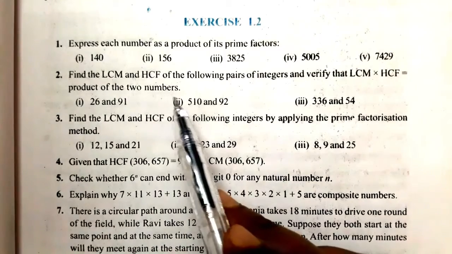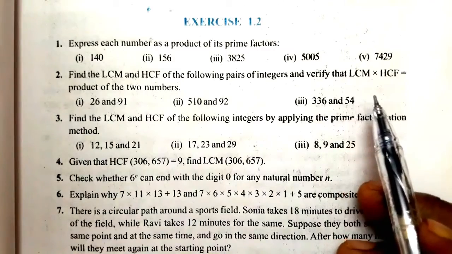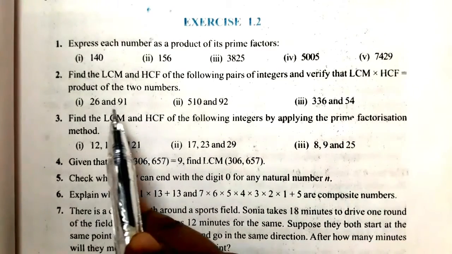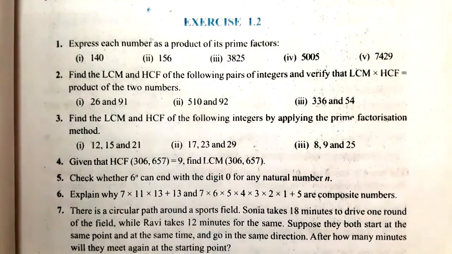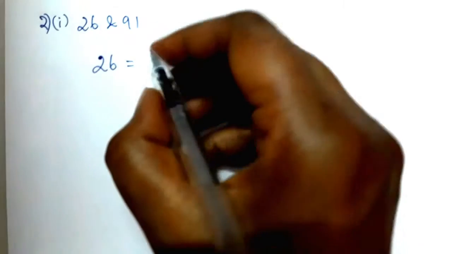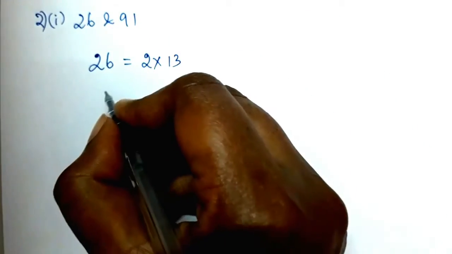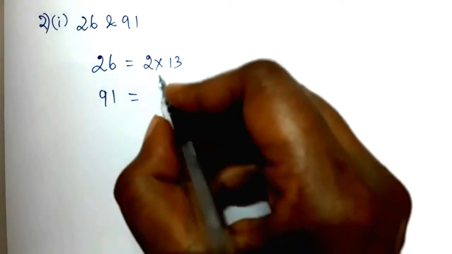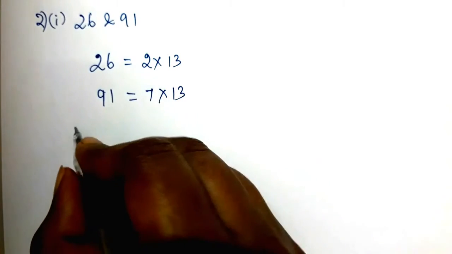Find the LCM and HCF of the following pairs of integers and verify that LCM into HCF equals the product of the two numbers. Sub question 1: 26 and 91. So do the mind calculation here. 2 13s are 26 and 91 can be expressed as 7 13s are 91.